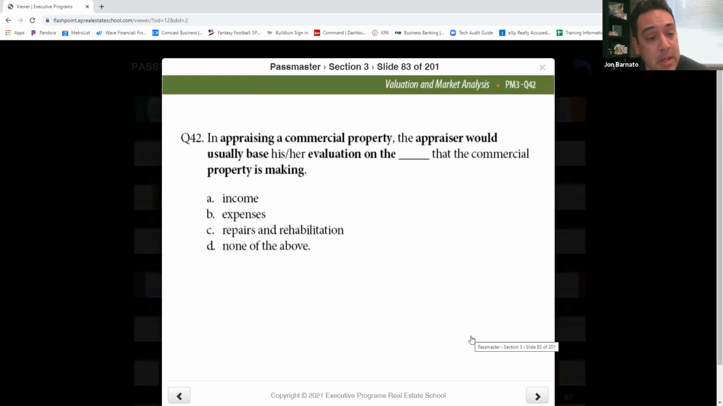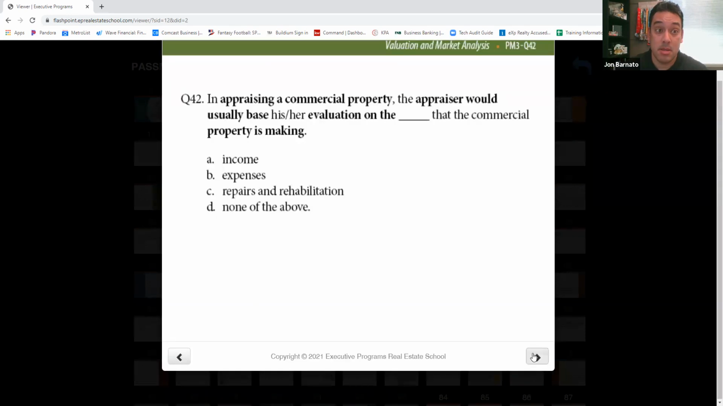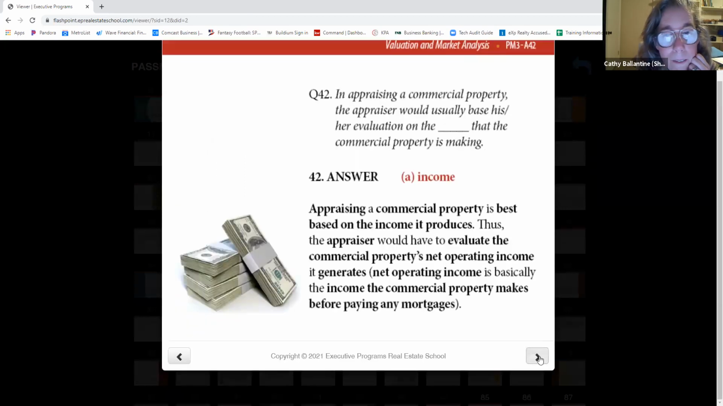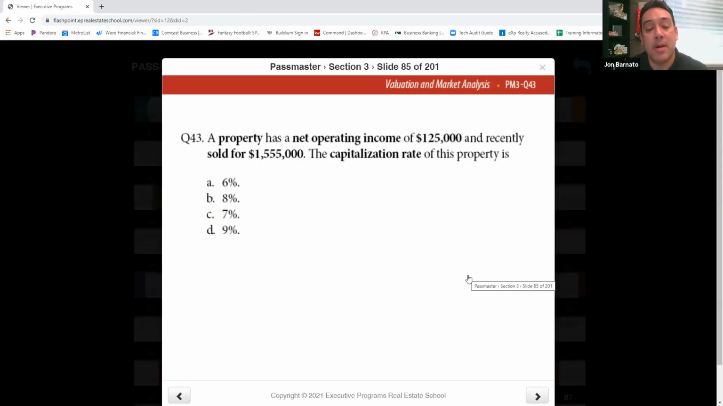In appraising commercial property, the appraiser would usually base his or her valuation on the blank that the commercial property is making. Income. Correct. The property has a net operating income of $125,000 and recently sold for $1.555 million. The capitalization rate of this property is?